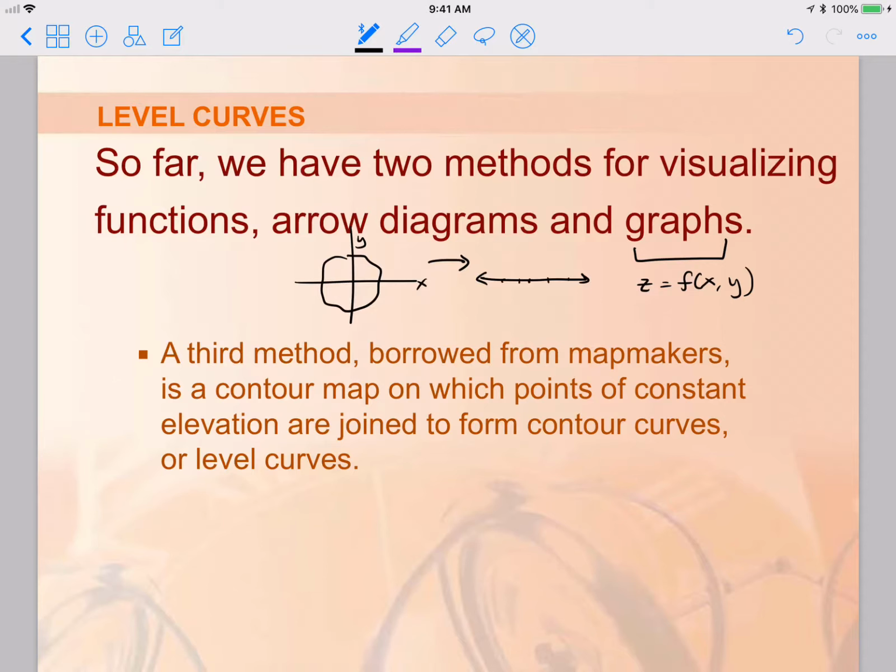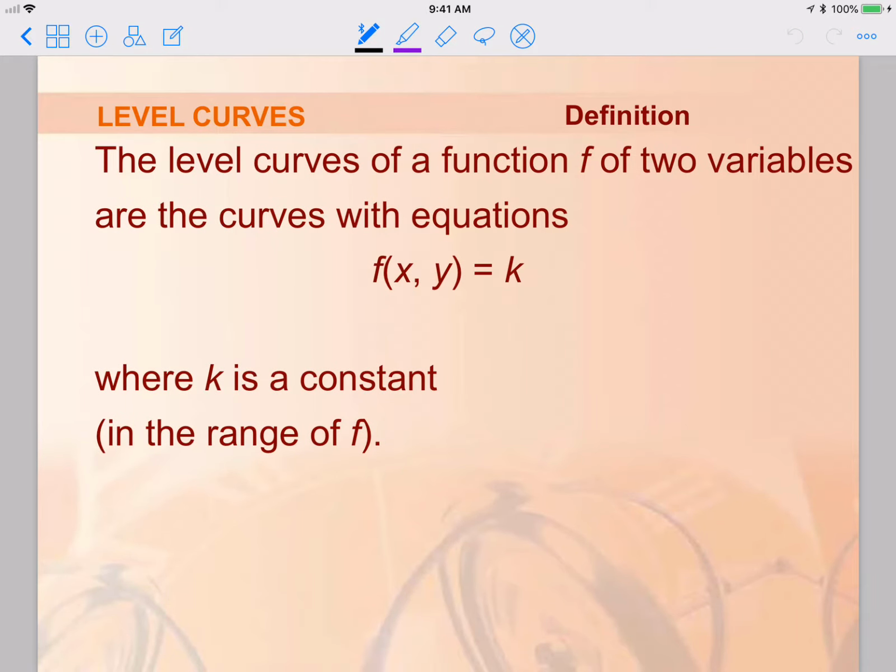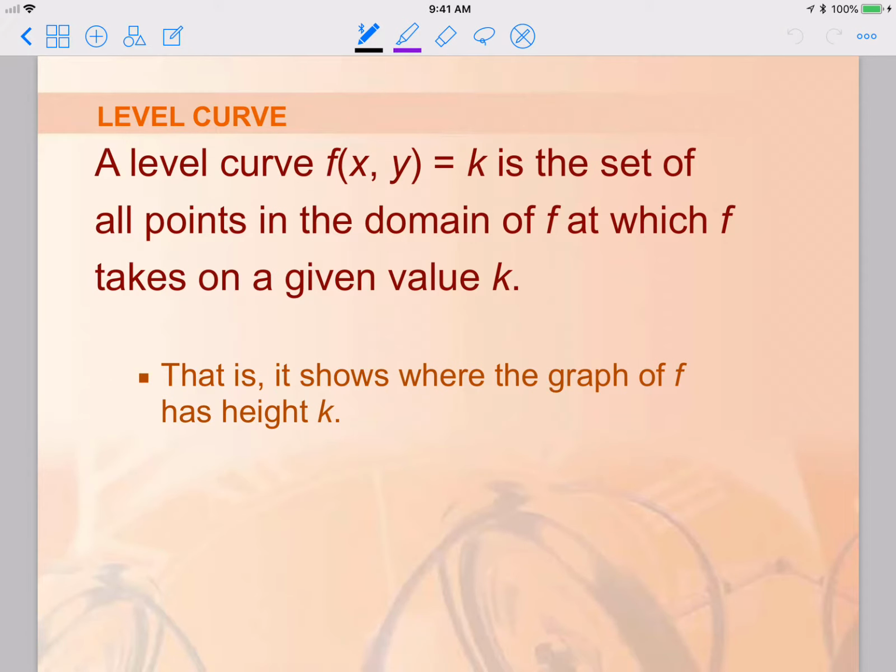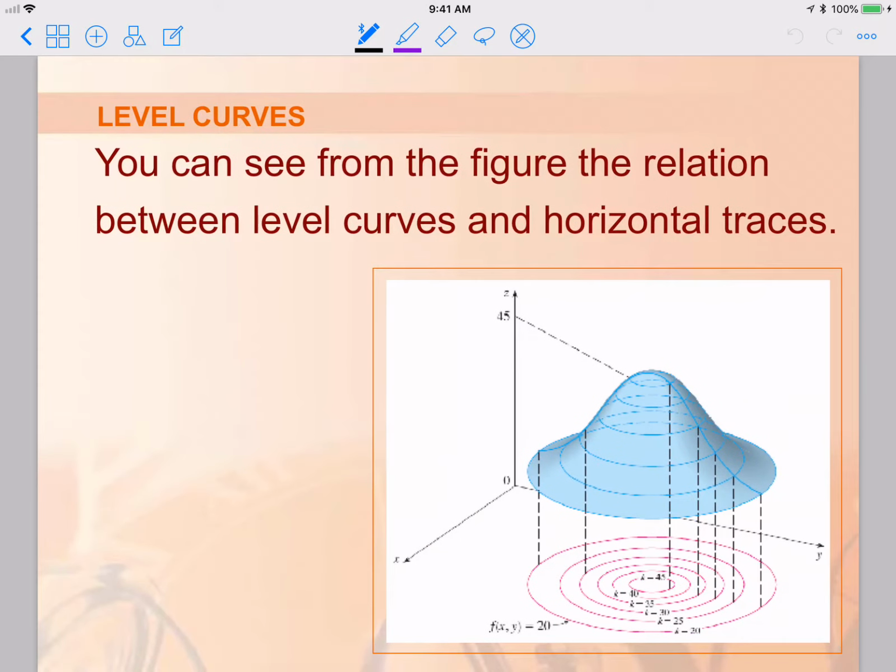The one that we really are going to concern ourselves with now is the method that's called level curves. So level curves are very similar to traces. And what you're doing is you're looking at these equations here, f of x, y equals k, right? So k is some constant, and k needs to be within the range of f. And what you do is you take all of these curves and you project them onto the xy plane.